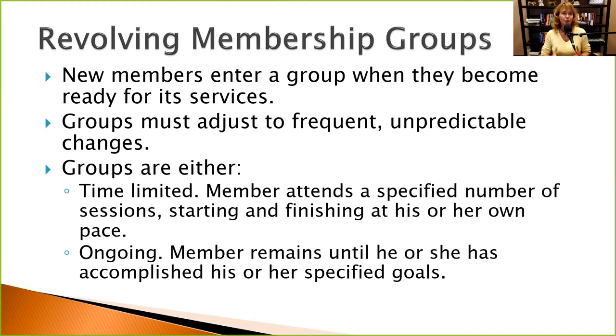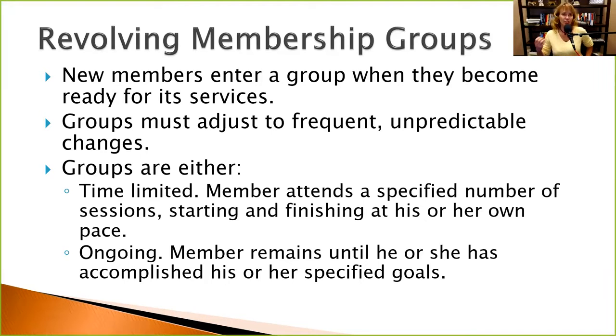For some people, they prefer these types of groups because they don't ever feel like they have to bond with anyone. The downside is they don't ever feel like they have to bond with anyone, so they miss out on the opportunity to learn how to develop healthy relationships. These revolving membership groups are also either time limited or ongoing. In the ongoing groups, each participant remains until he or she has accomplished his or her specified goals. In time-limited groups, there's a curriculum, and you go through it.